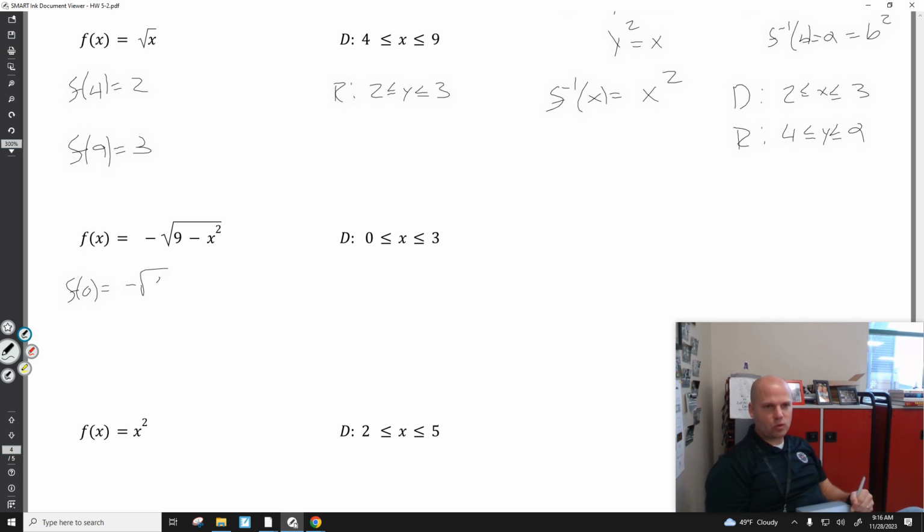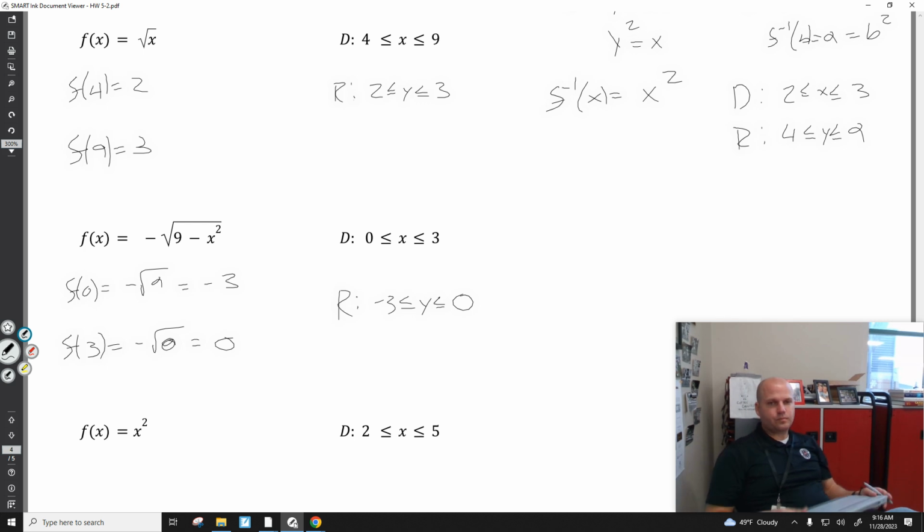I got the negative square root of 9, which is negative 3. It's not plus or minus 3, it's just negative 3. And then I got f of 3, which is the negative square root of 0, which is 0. So my range will go from negative 3 to 0. You don't have to know what this looks like.